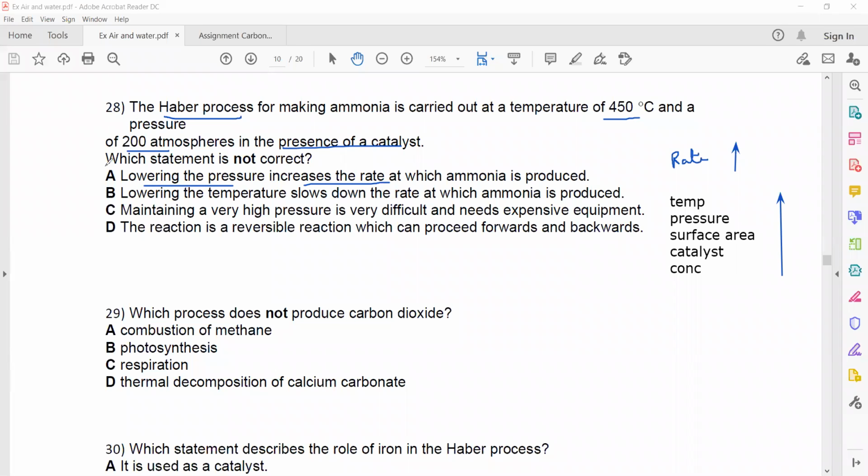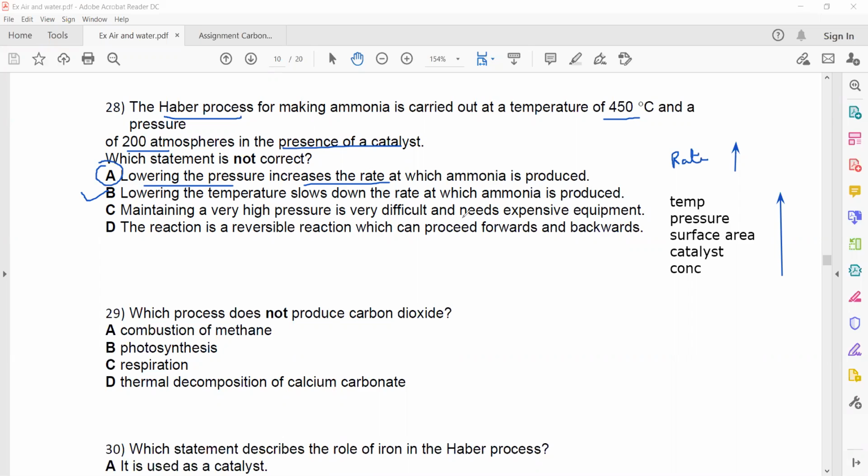So which statement is not correct? Statement A is not correct. If you lower the pressure, it will not increase the rate, it will actually decrease the rate. What about B? Lowering the temperature slows down the rate. That's true, because if you decrease the temperature, the rate of the reaction decreases.